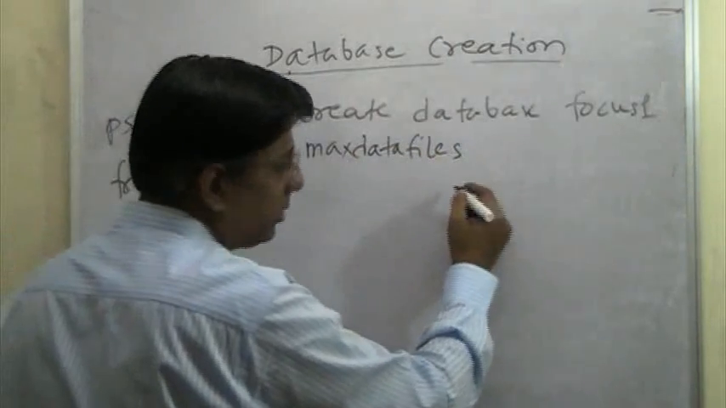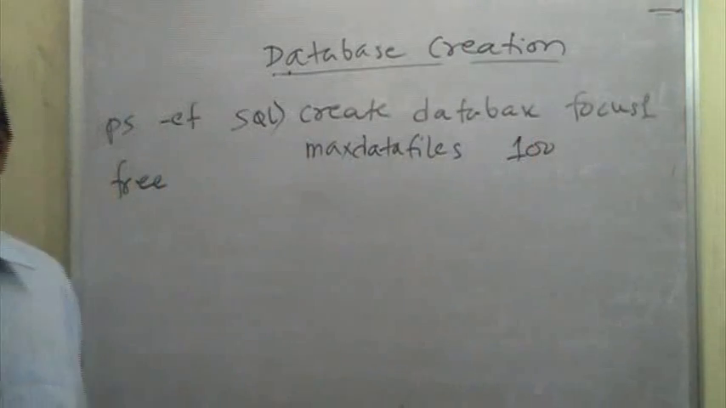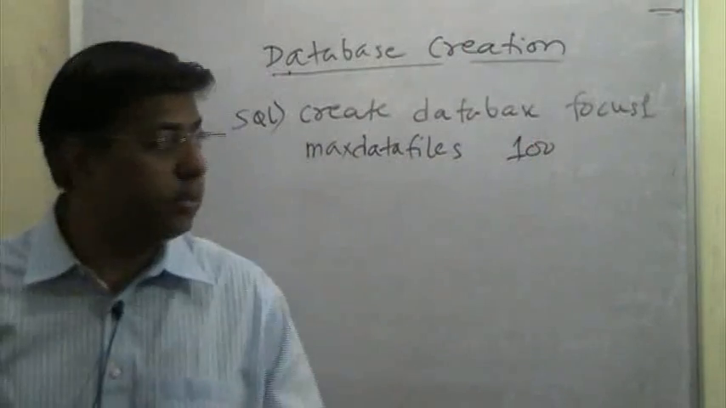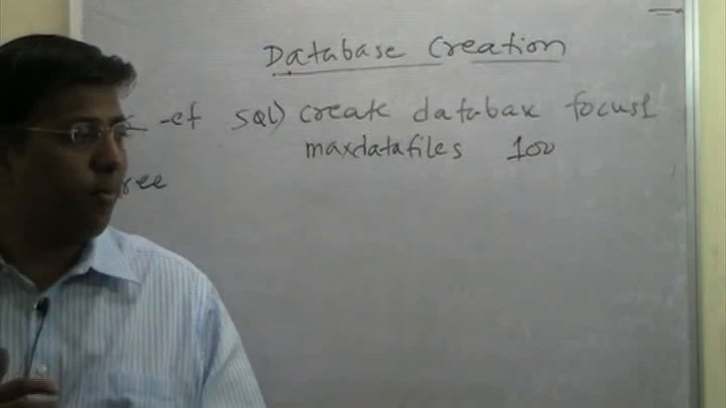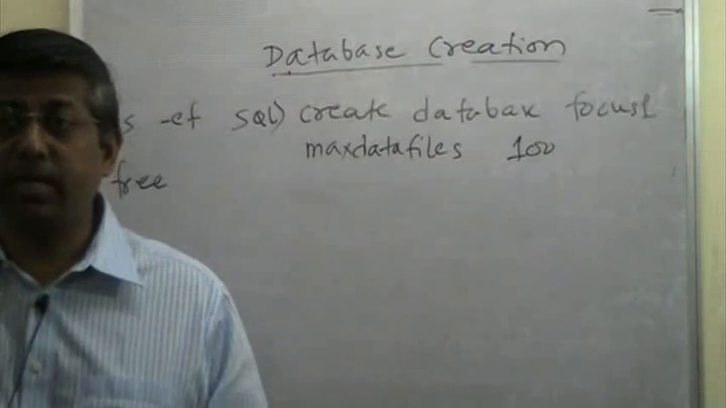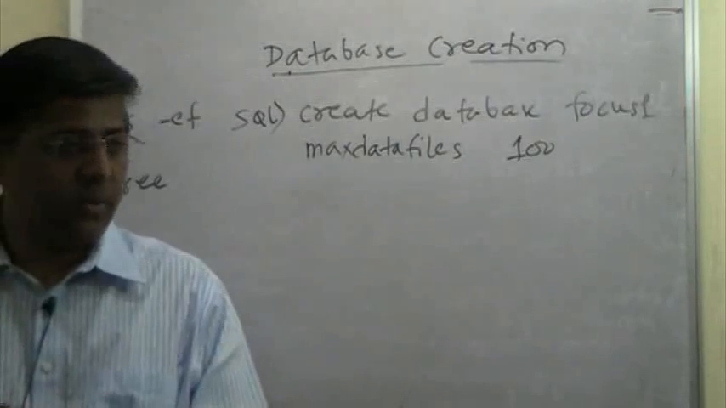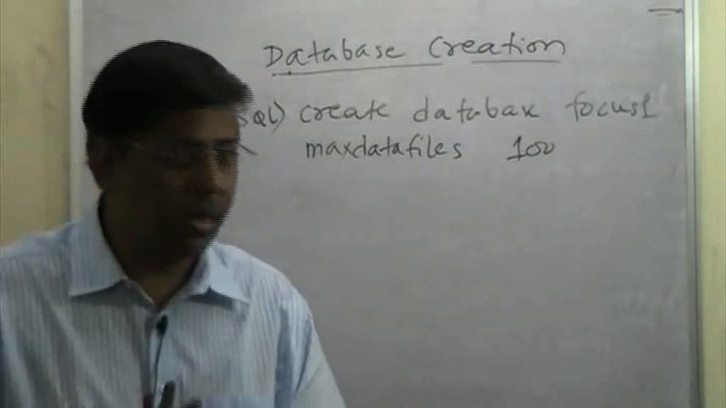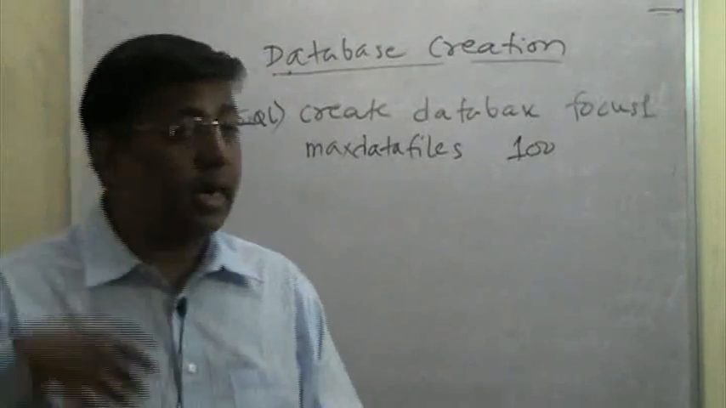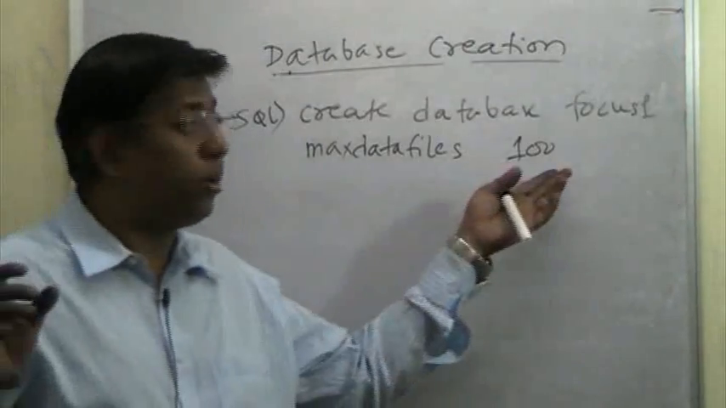Max data files, let us say 100. What am I saying here? That I'm going to create a database whose name is focus1, and this database will have a maximum of 100 data files and not more than that. When the database is created, obviously we are going to have at least 4 data files: one for system, one for sysaux, one for temp, and one for undo. We are going to create additional ones, and we cannot grow beyond 100. That is the limit I am putting.